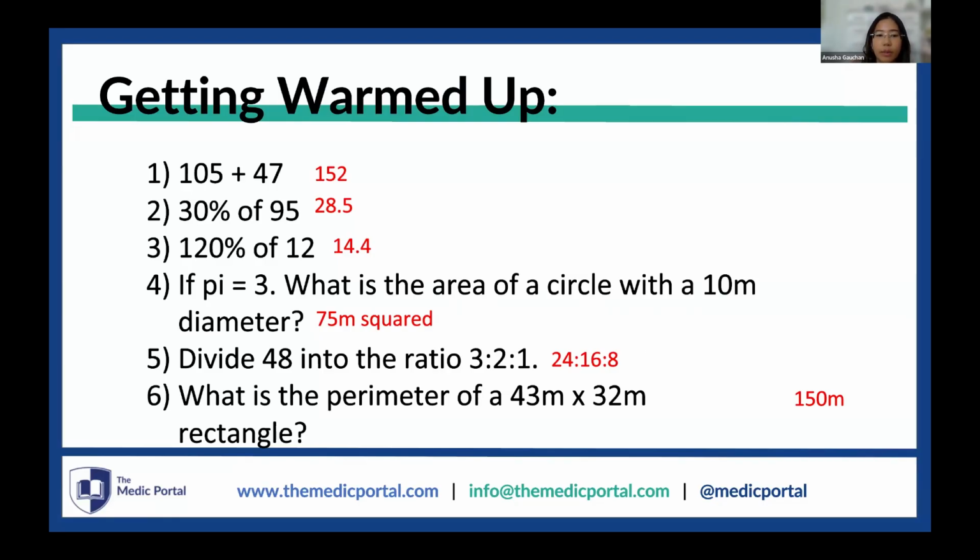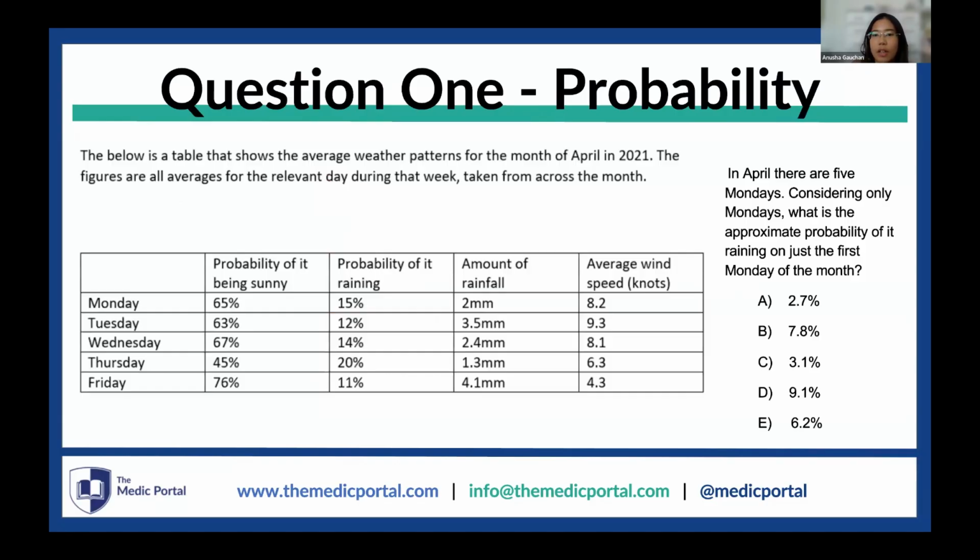Okay, so let's move on now. So we're going to look at an example of a question that you'd get in the actual UCAT. So this one's on probability. So have a look at this question. You've got a table and see whether you can figure out whether the answer is either A, B, C, D, or E. Once you think you've got your answer, please share your answer in the chat box.